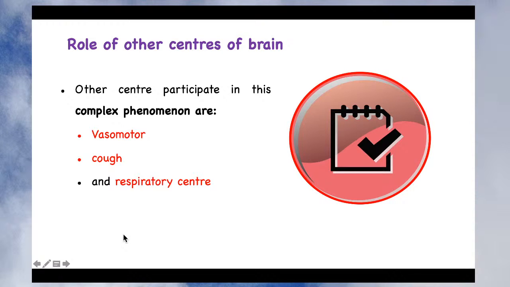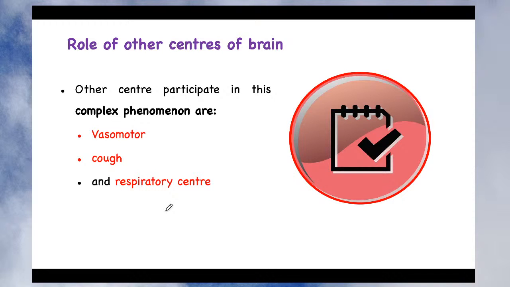A very good example is that if you inhale some smelly air, and you may have experienced this when you go into the fish market or somewhere where there is not a good smell. Some people, when they go to the fish market, suffer from vomiting. Why does it happen? Because you breathe very smelly air which is not pleasant to you.